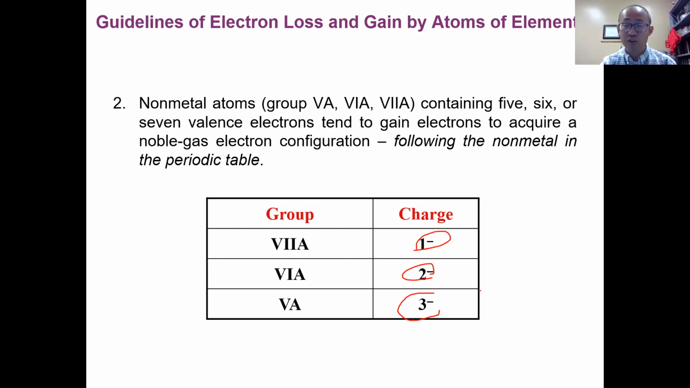Because it's easier for them to gain electrons. And after gaining electrons, they become a noble gas configuration of the same period in the periodic table. I mean, following the nonmetal in the periodic table. Okay, those are the charges for groups 5, 6, 7. The charge numbers are negative. Group 5 is -3. Group 6 is -2. Group 7 is -1.